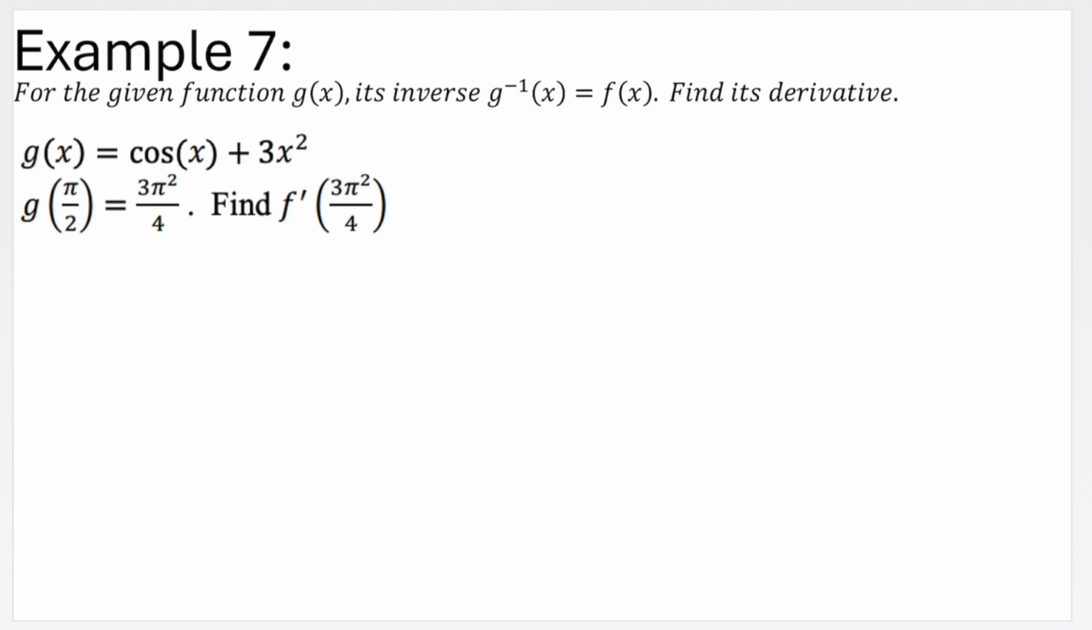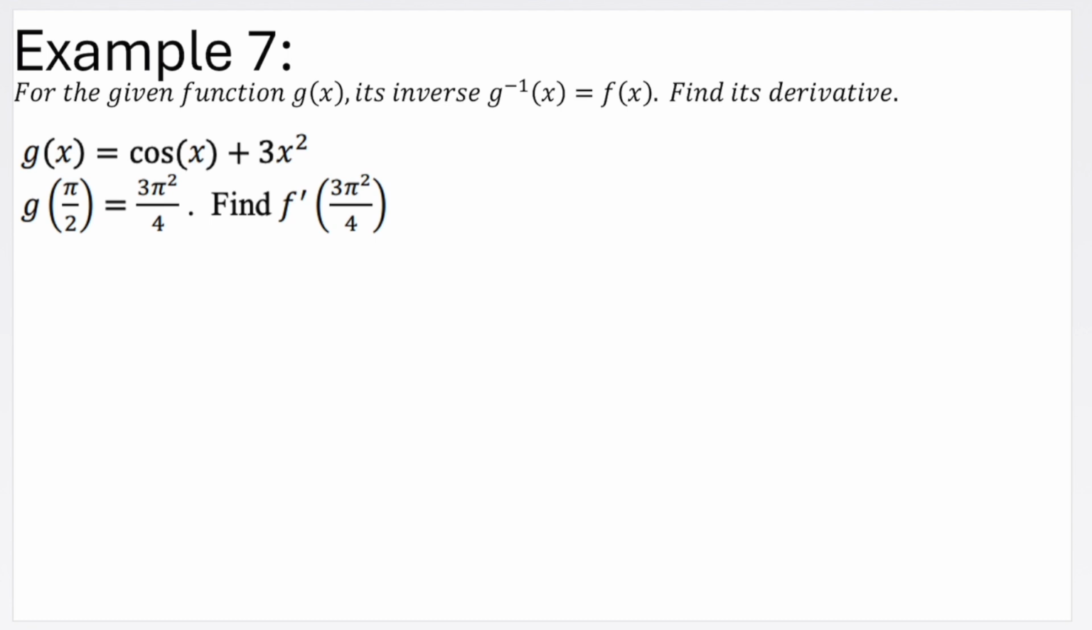All right, example 7. For the given function g of x and its inverse g negative 1 of x, which is equal to f of x, find the derivative. It does give us some information here that we need. It tells me that g of pi over 2 is equal to 3 pi squared over 4, which is going to help us in the end.